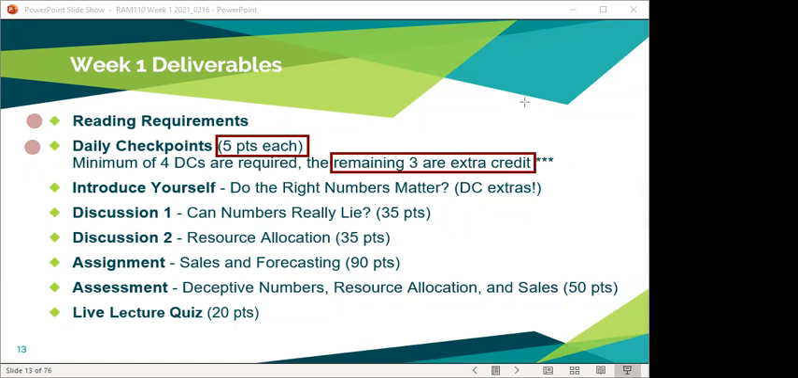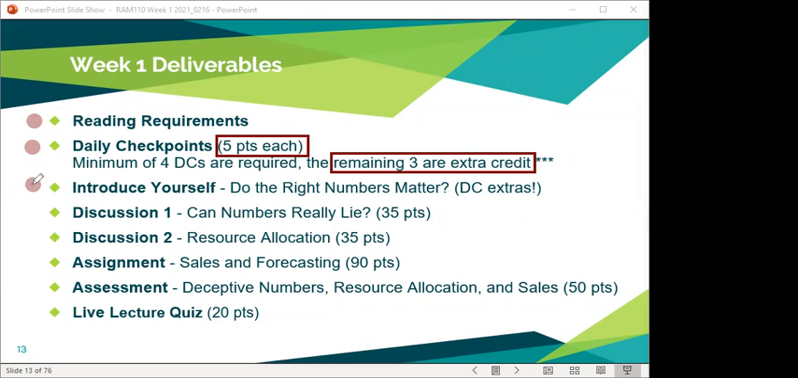So that accounts for, do the math, 5 points times 7, that's 35 points a week, times 4, that adds up to 140 points or 14% of your grade. So really being mindful of that is huge because it can really be a grade boost for you.